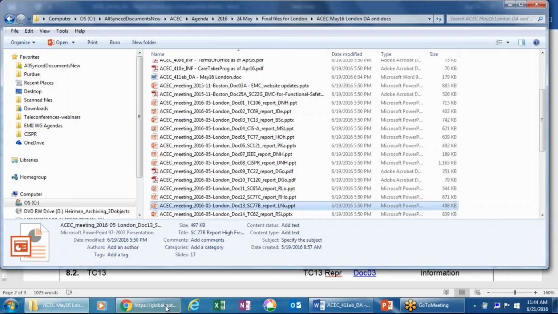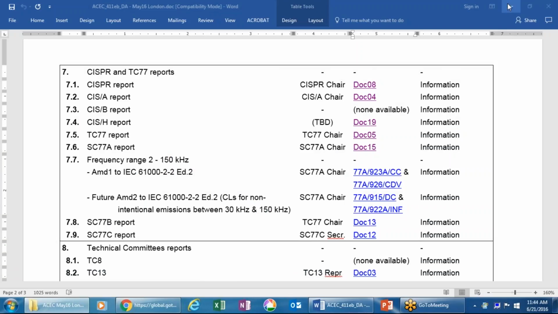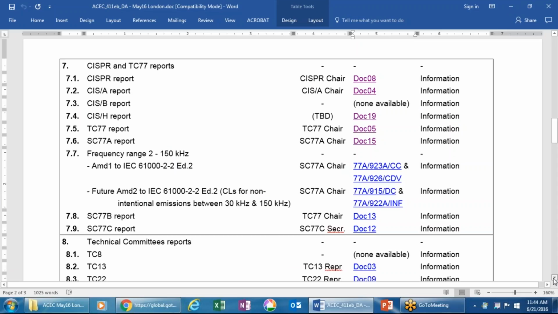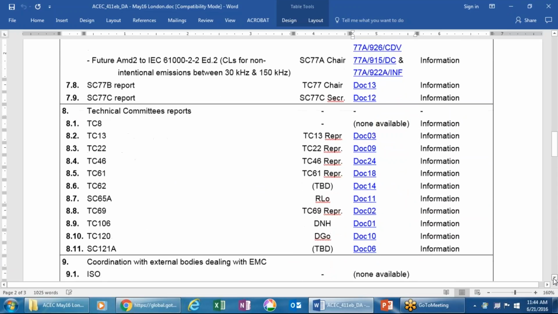And let me close this for a minute. Let's see what else I want to pull up. I don't want to go into C right now. I want to just pick and choose now because you can see there's a lot of documents there.